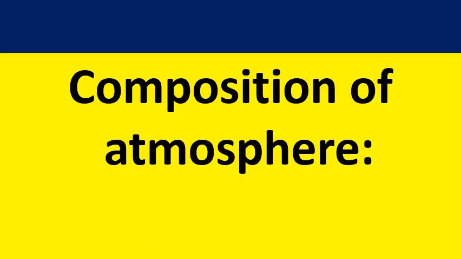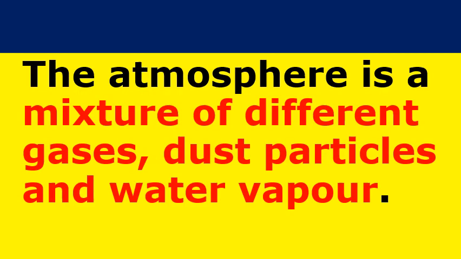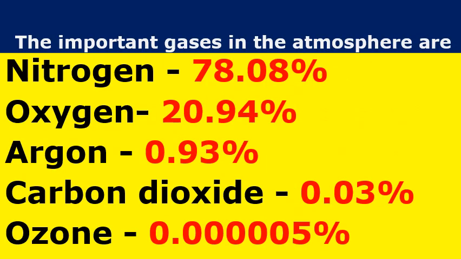Now let us see composition of atmosphere. The atmosphere is a mixture of different gases, dust particles, and water vapor. In this atmosphere, we have 78.08% of nitrogen, 20.94% of oxygen, 0.93% of argon, 0.03% carbon dioxide, and 0.05% ozone. These are the different gases that we have. Dear students, among this, nitrogen percentage is very high, oxygen percentage is moderate. That's why life exists on this earth.